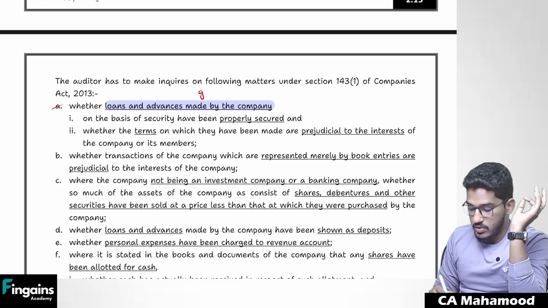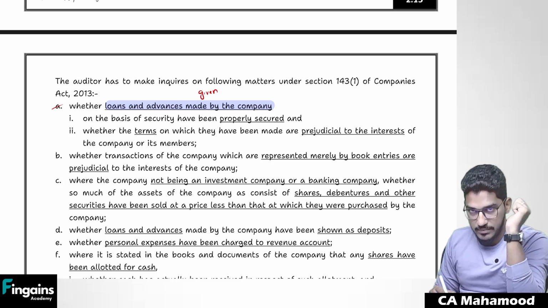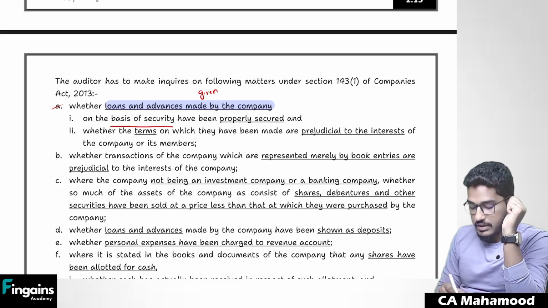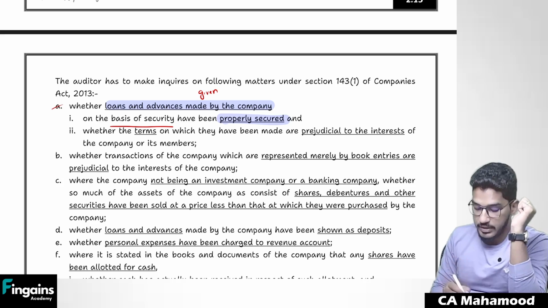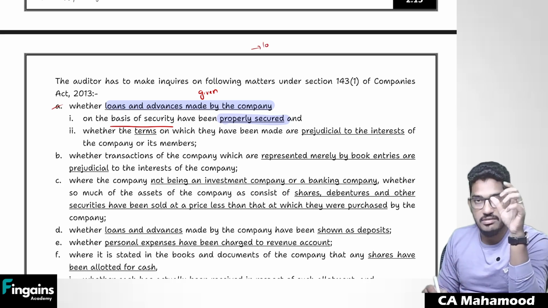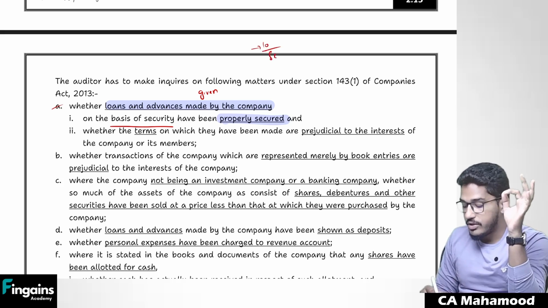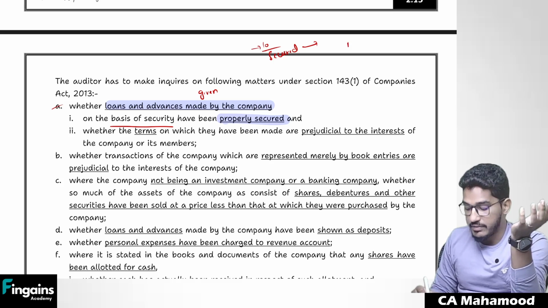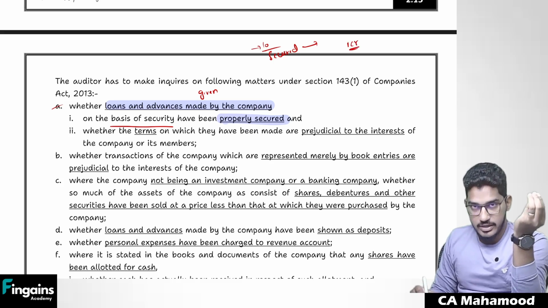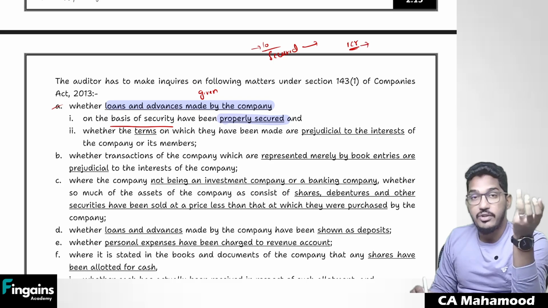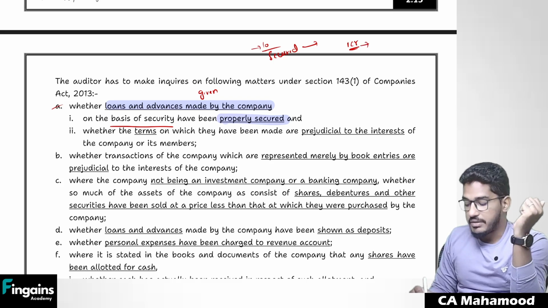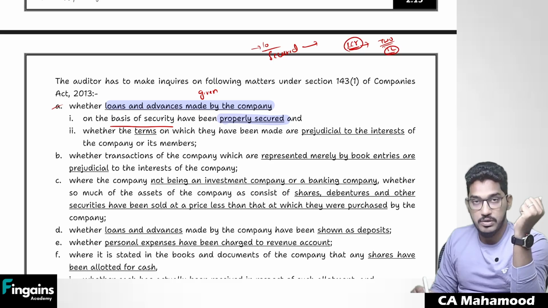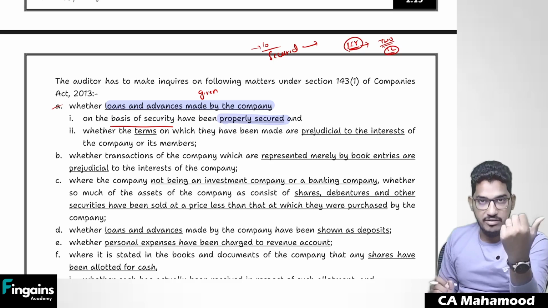made by the company in the sense of loans and advances which your client company has given, if they are on the basis of security, whether they are properly secured or not. Your client has given some loans and advances, and in their balance sheet they have shown them as secured loans and advances. Now you have to verify whether they are properly and adequately secured. For example, the client has given a loan of 1 crore rupees and calls it secured. I ask the client, sir, what is the value of the security you have taken? They tell me that we have taken one two-wheeler as security, which costs around 1 lakh rupees. You tell me, is this loan properly secured? No. That is what you need to verify and comment on.